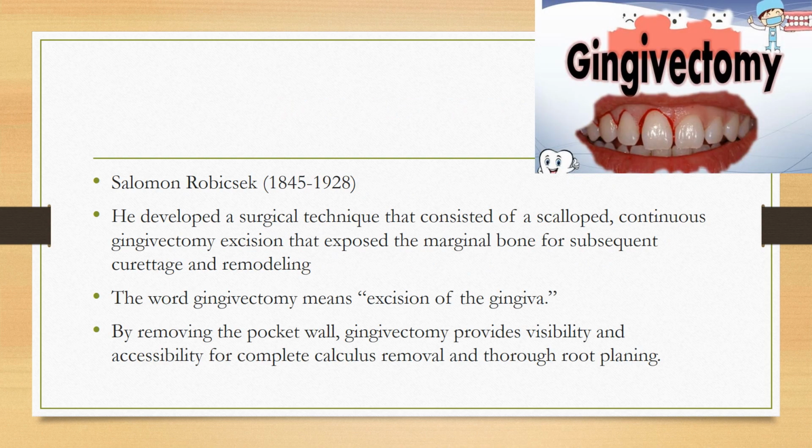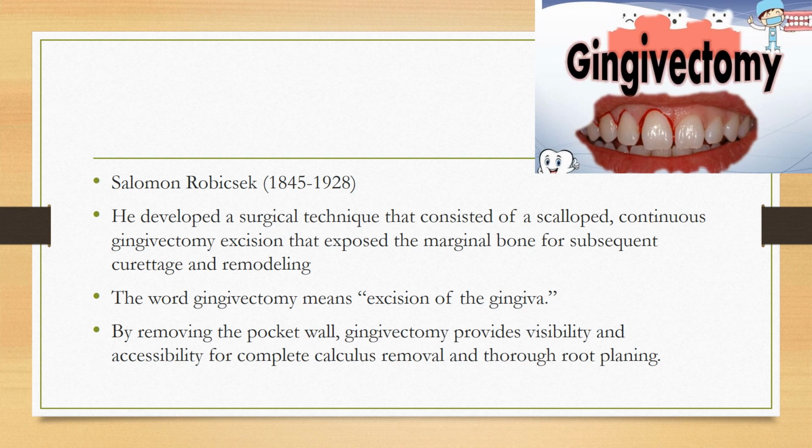Solomon Robicsek is the person who found out the procedure called gingivectomy. He developed a surgical technique that consisted of a scalloped continuous gingivectomy excision that exposed the marginal bone for subsequent curettage and remodeling. So the word gingivectomy means excision of the gingiva.